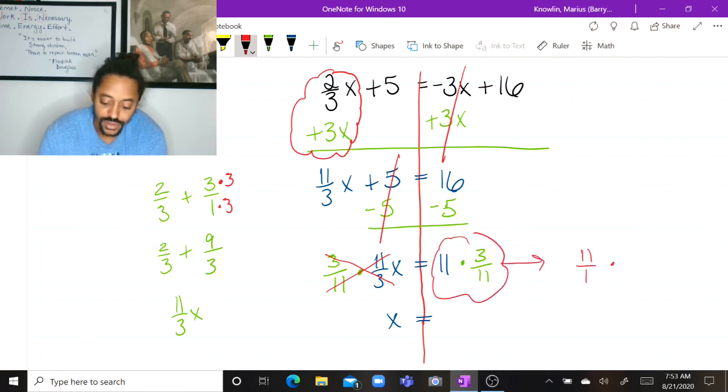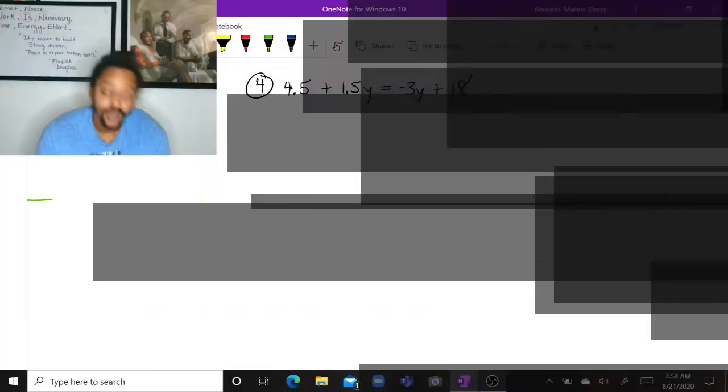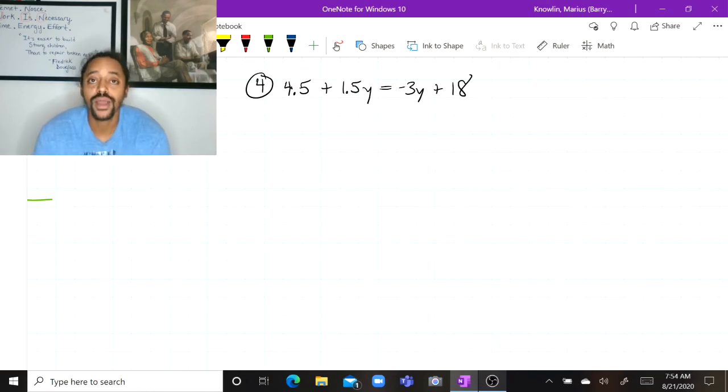11 over 1 times 3 over 11. That gives me 33 over 11. We know when we divide, 33 divided by 11, that gives us positive 3. So our final answer here is x equals 3. And we're done.